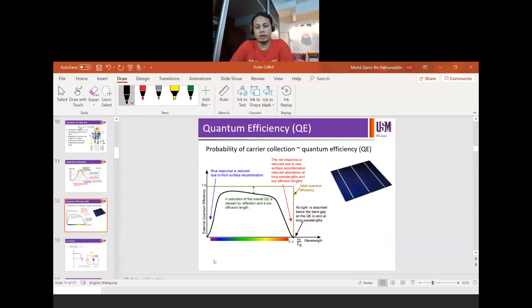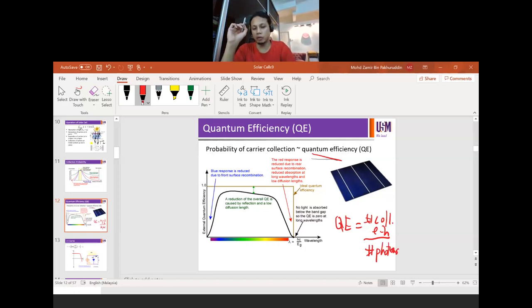If you talk about carrier collection, you cannot miss quantum efficiency. So quantum efficiency ni kita tak pernah cover lagi. Quantum efficiency is actually something you can calculate, and it reflects the number of collected carriers or electron hole pairs over the number of incident photons.